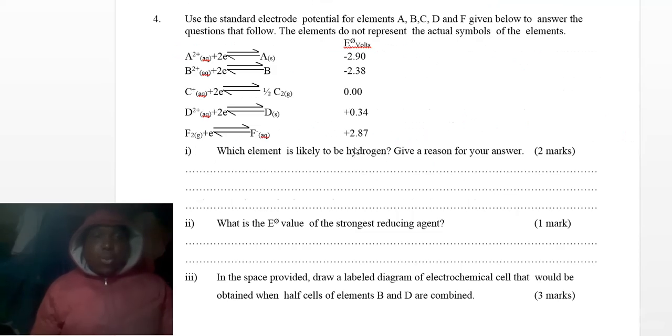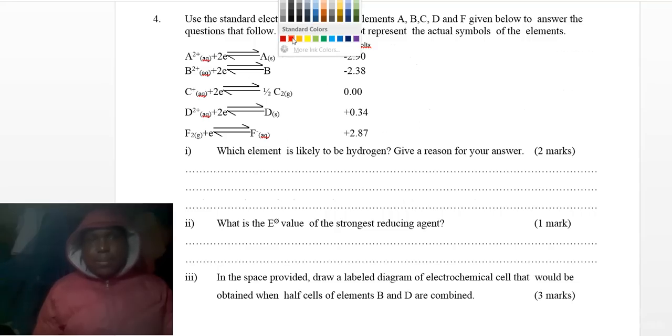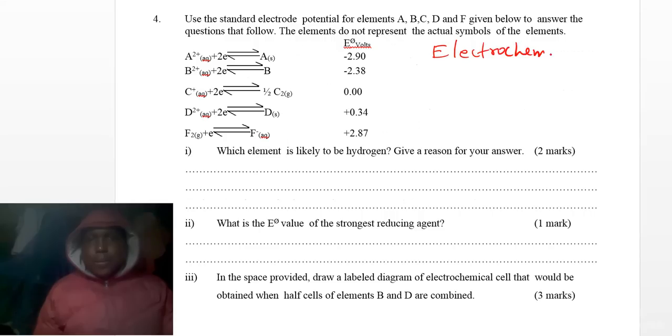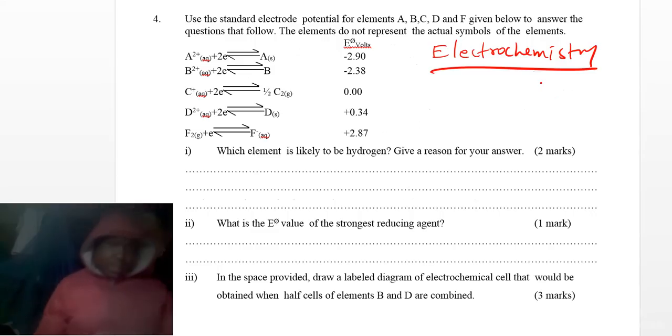Another sure bet question we want to look at is electrochemistry. Electrochemistry questions will not be missing in any chemistry exam. We need to look at questions in electrochemistry. Look at this question. Use the standard electrode potential for elements A to F given below to answer the questions that follow. Elements do not represent the actual symbols of elements.